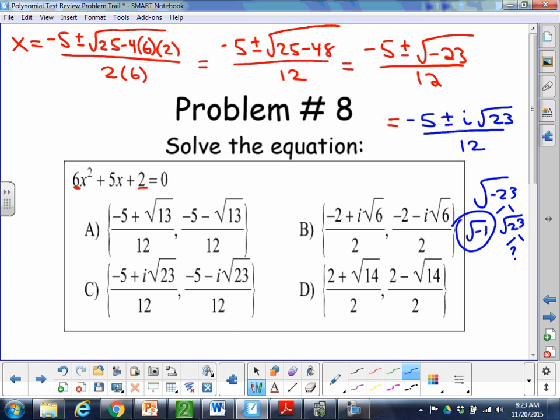Okay, so here are the two answers. You can see they just kind of split up. Here's the plus and the minus that we had right here.